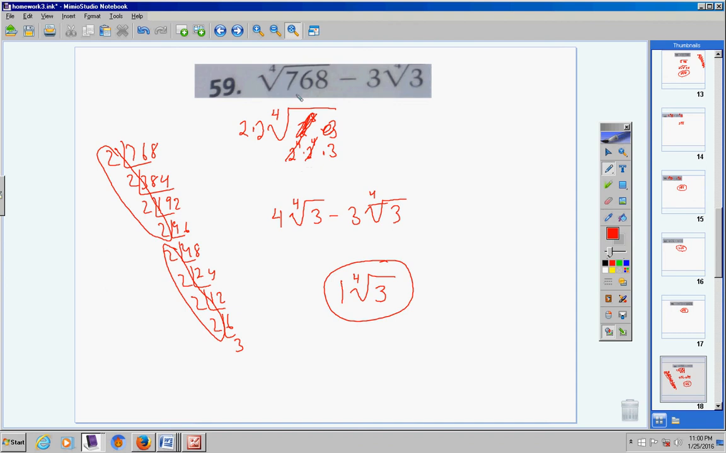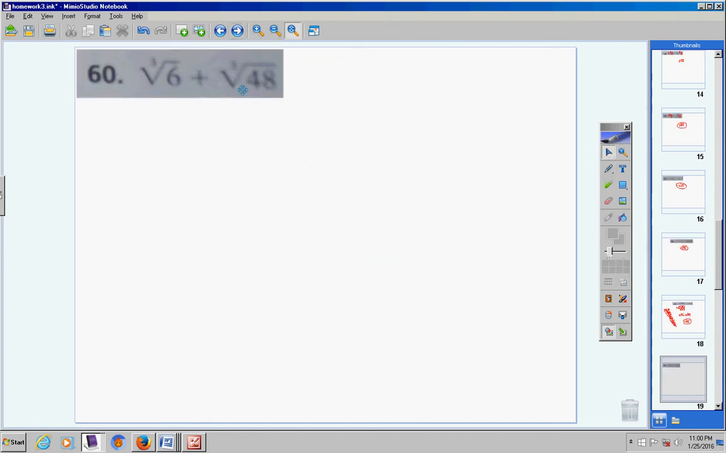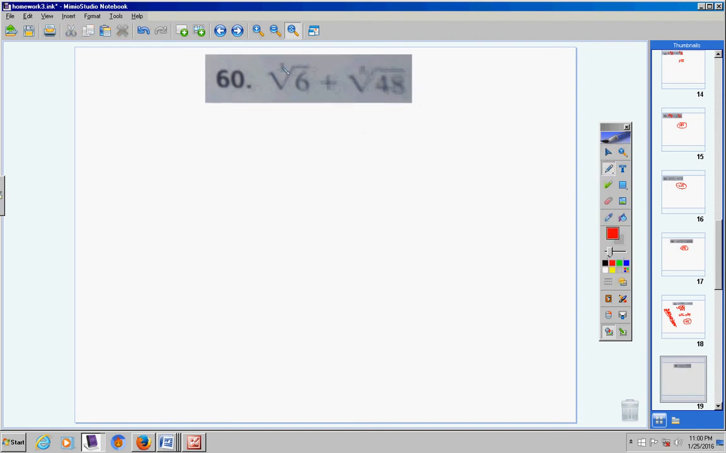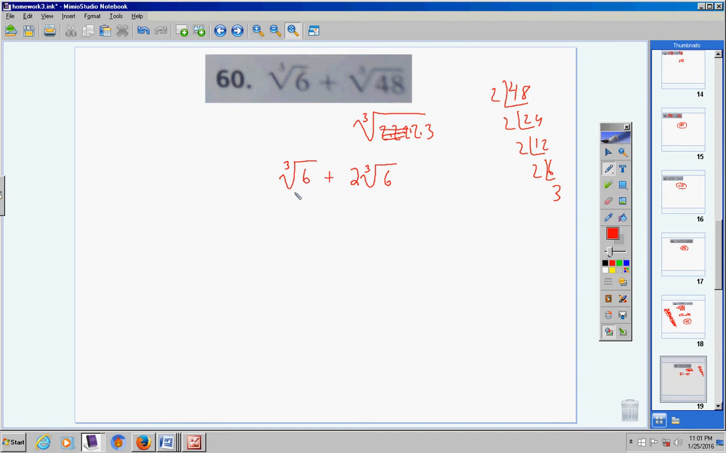Alright, moving on now to number 60. Alright, same thing. I'm adding 2 radicals. I have a common index, but I don't have a common radicand. Let's break 48 down and see what we get, okay? 2 goes into it 24. 2 goes into it 12 times. 2 goes into it 6 times. Outside 2, cube root of, now what's left over? 2 and 3 is up at 6. Bring down your cube root of 6 over here.